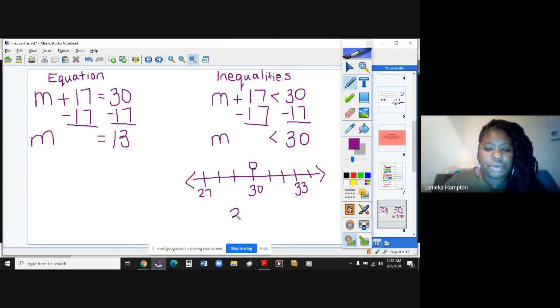I know that 33 is not less than 30. But this is just the way for you to check yourself to make sure that you are actually on the right track and on the right path. Because I know 33 is not less than 30, I'm going to put a sad face here to let me know that that's not true. So that means any number to my right of 30 is not true. That means all numbers, fractions, decimals to the left of 30 is true.